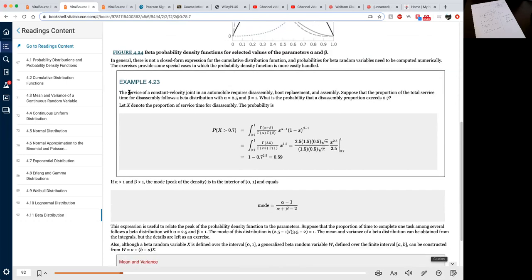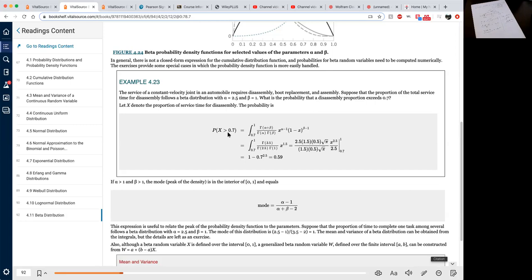The service of the constant velocity joint in an automobile requires an assembly, both replacement and assembly. Suppose the proportion of the total service time for this assembly follows a beta distribution with alpha 2.5 and beta 1. What is the probability that this assembly proportion exceeds 0.7? Here, random variable X denotes the proportion of service time for this assembly. So we want the probability that X is greater than 0.7.